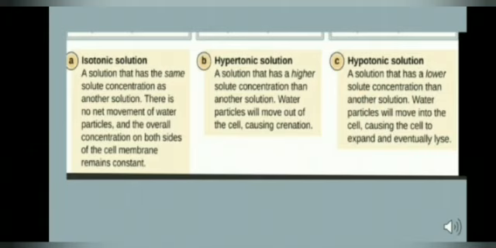If we take an example of sucrose solution, if the osmotic pressure of sucrose solution is higher than that of the urea solution, the sucrose solution is hypertonic to the urea solution, and the urea solution is hypotonic to the sucrose solution. So this is very important. Sometimes it is asked in the examination for 1 mark.